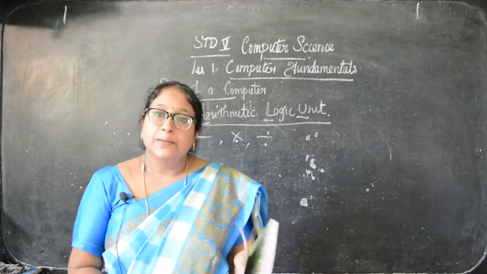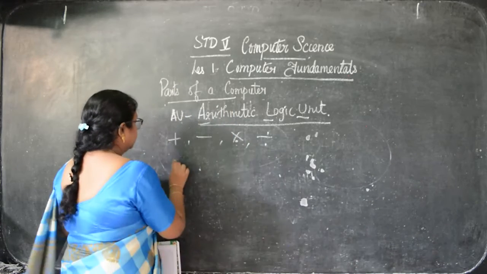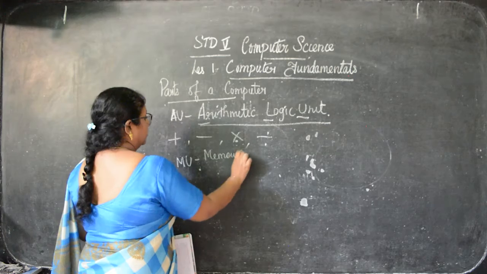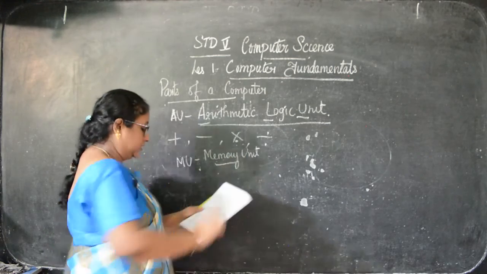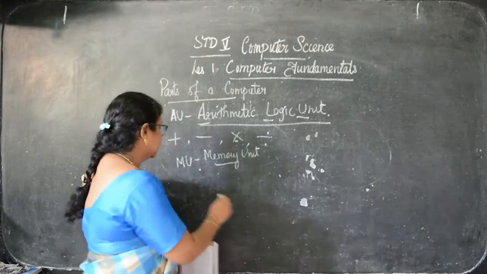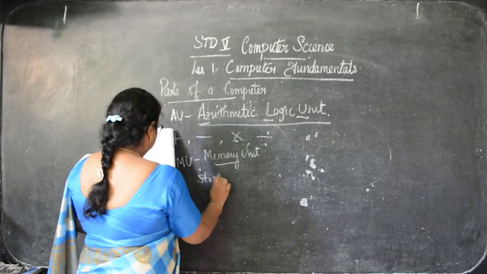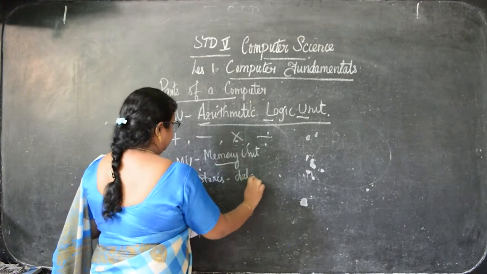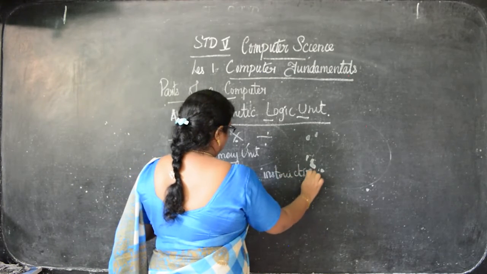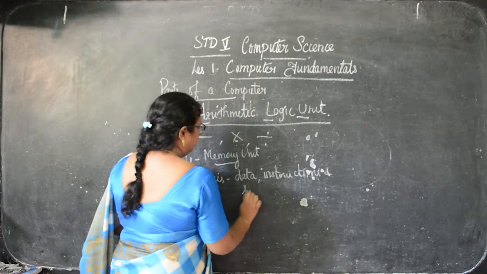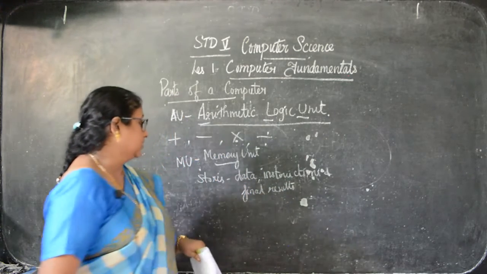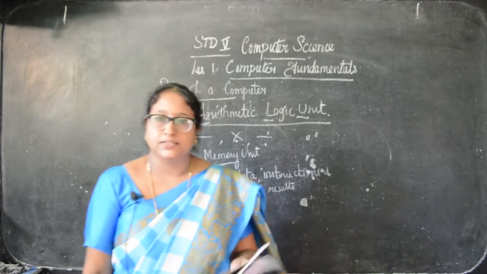Then next is the memory unit, that is MU, memory unit. Okay, children, a memory unit stores data, instructions and final results. What does it store? Data, instructions and final results. Okay, it stores the data, instructions and the final results, that is MU.